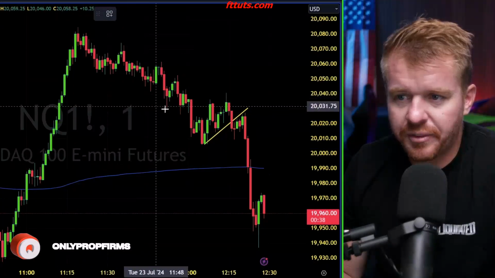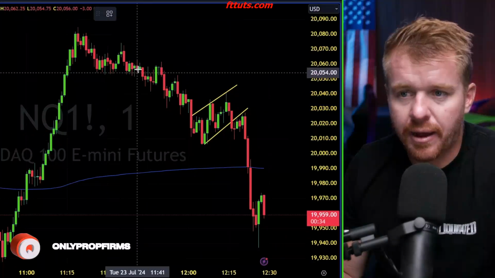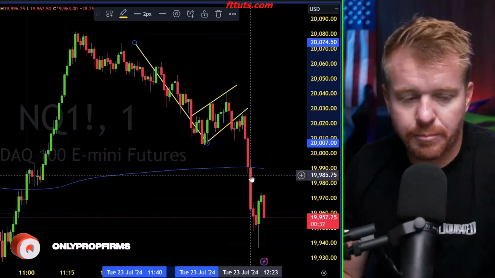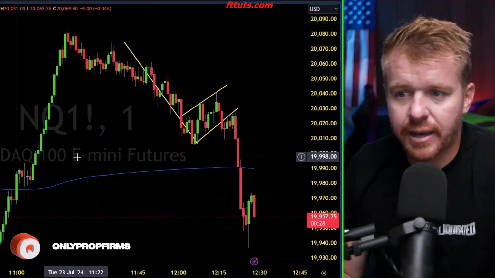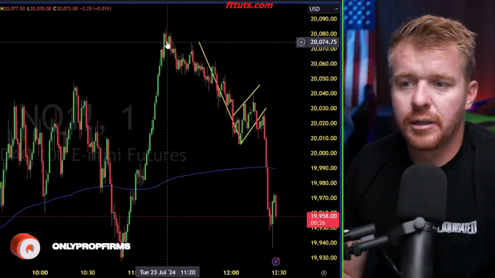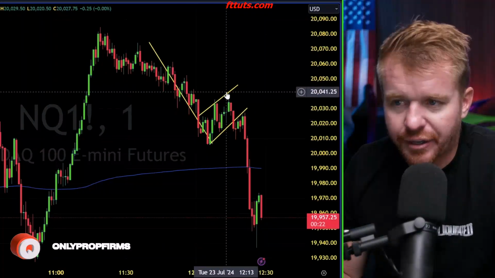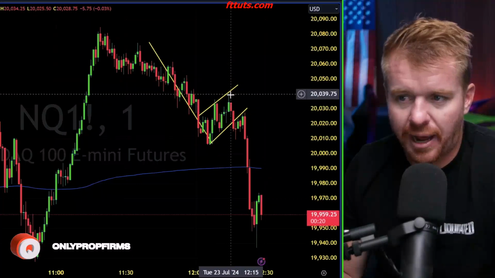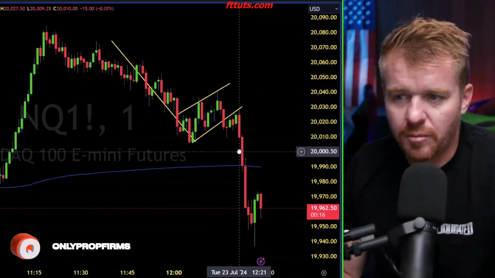If you draw a little channel to the upside like this, and you think about what a bear flag looks like, this right here, my friends, is a textbook bear flag. We got the move down. People start to buy here thinking it's going to push up. The market starts to push back up, gets denied, and then breaks to the downside almost perfectly.